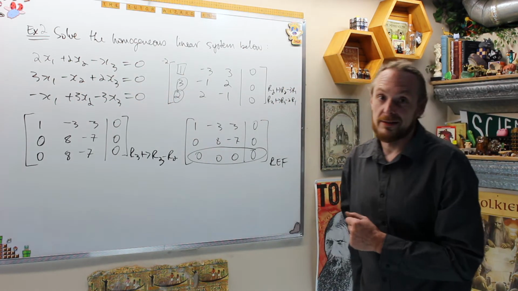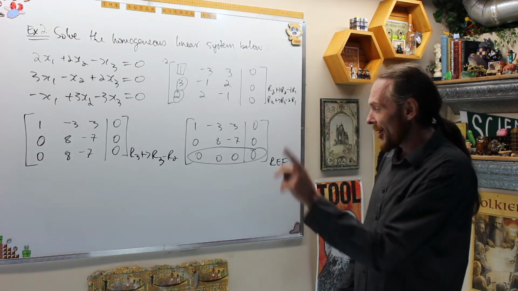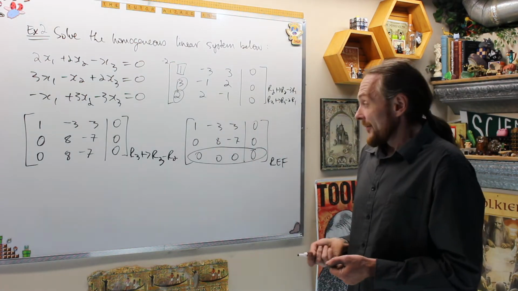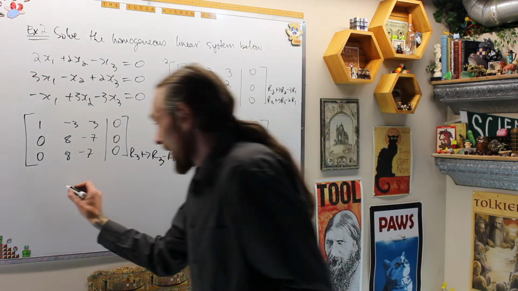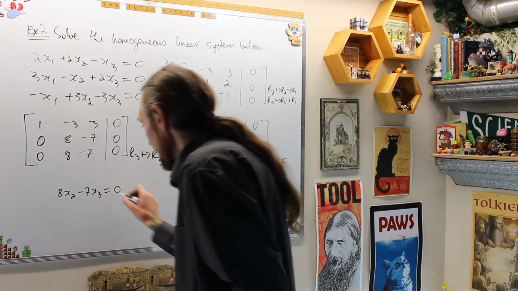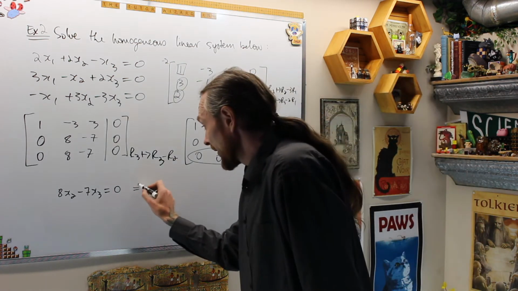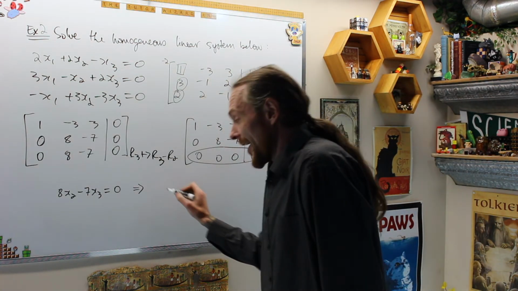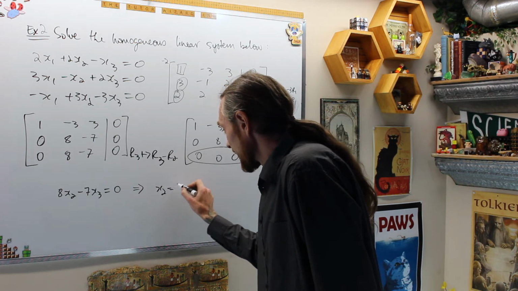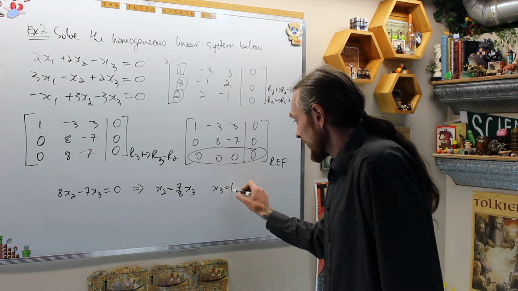It always works. Every time everyone forgets. 0 is always there. It's always a solution. I want non-trivial ones. If I don't get a row of zeros, this will never happen. I have infinitely many solutions. What does that tell me? Right here I have 8x2 minus 7x3 equals 0. What does that give me? That tells me immediately it's a line through the origin, which is the solutions. This tells me that x2 is 7 over 8 x3, and x3 is free to be anything.